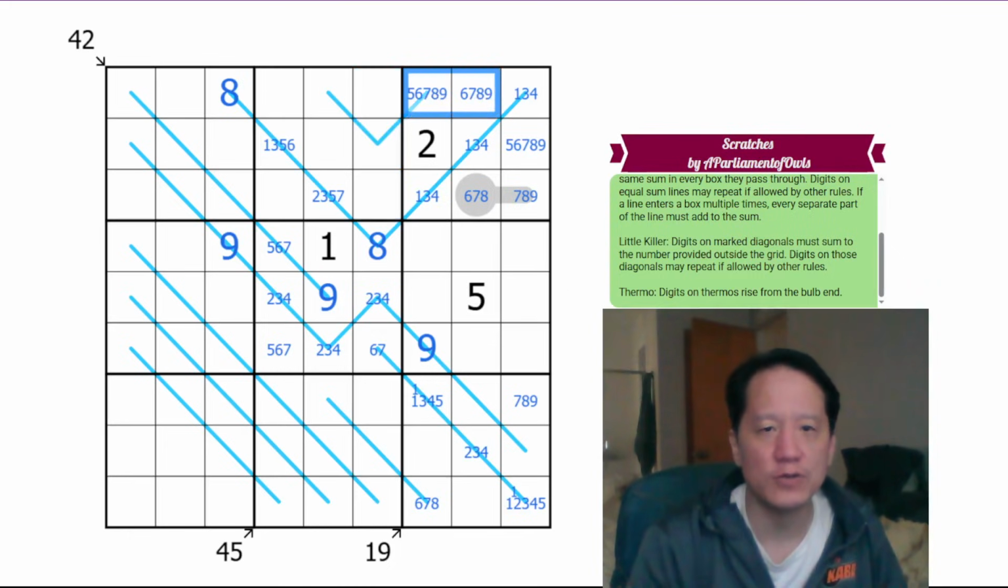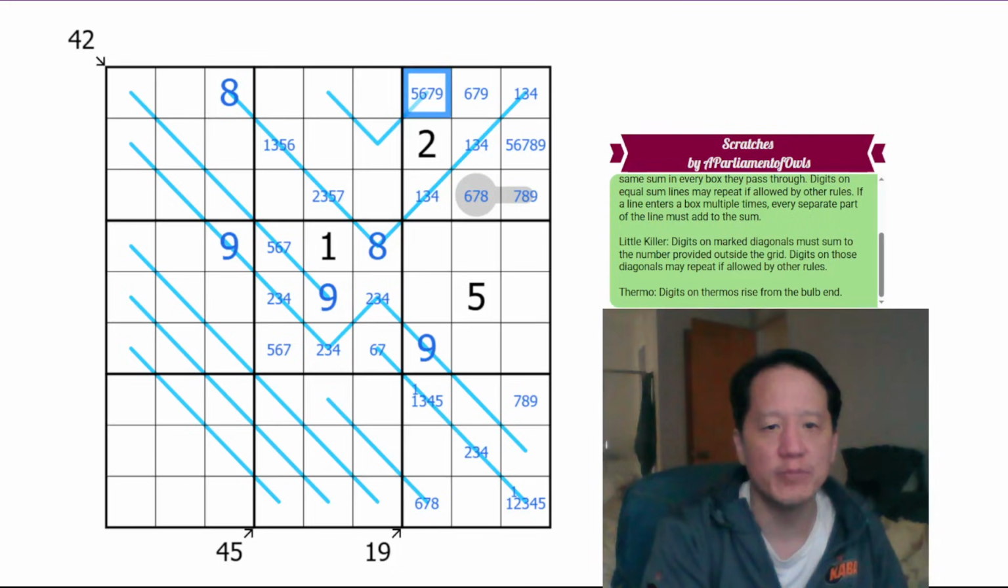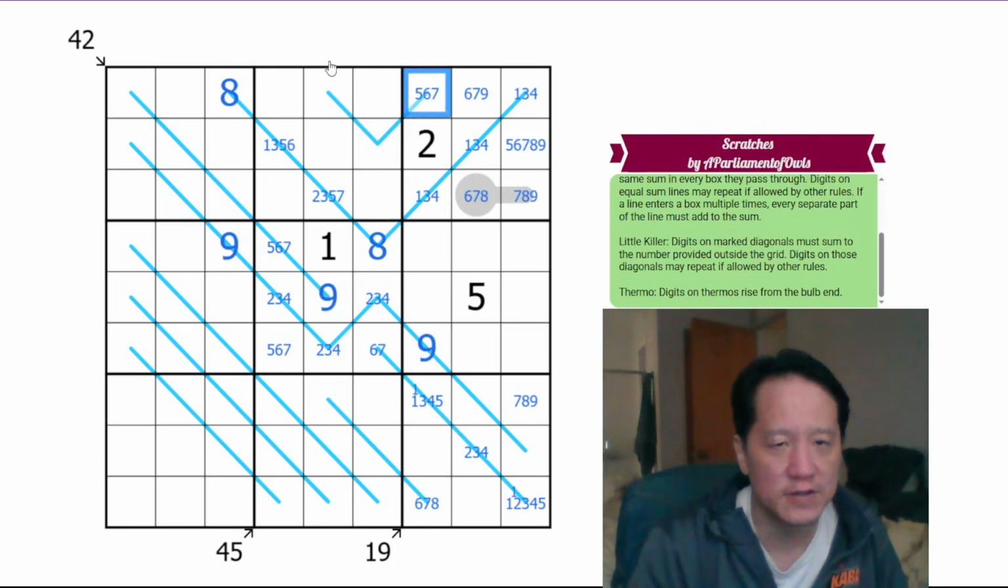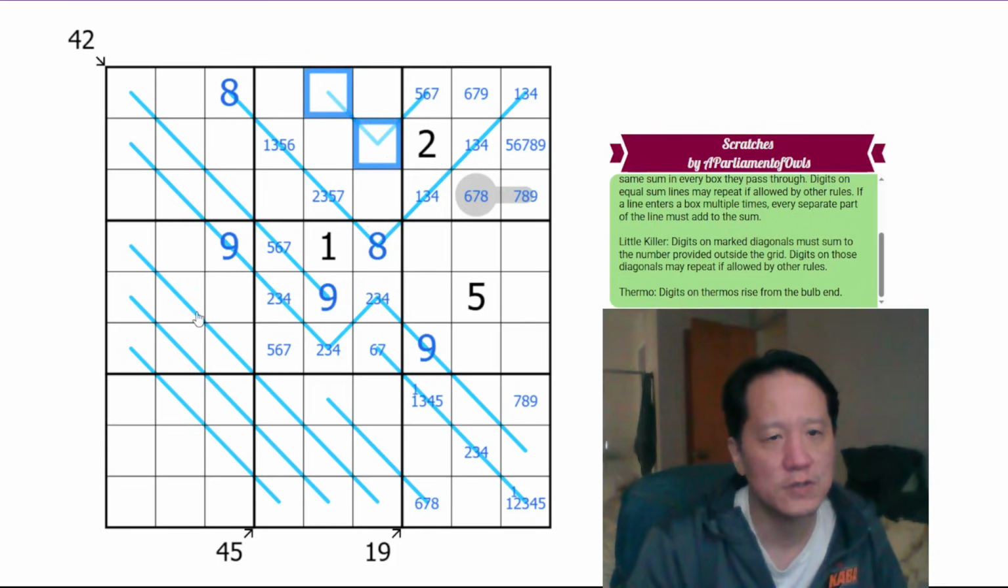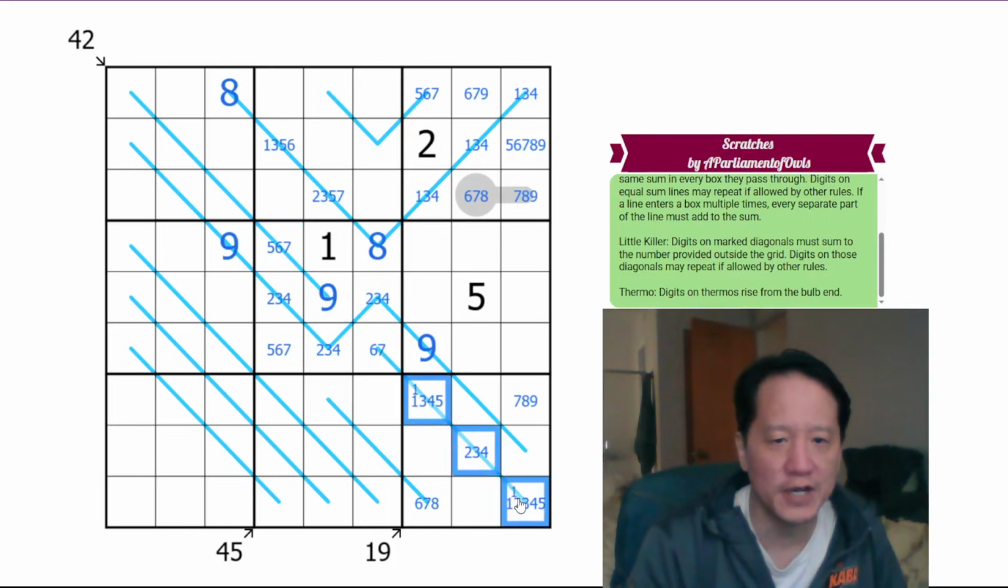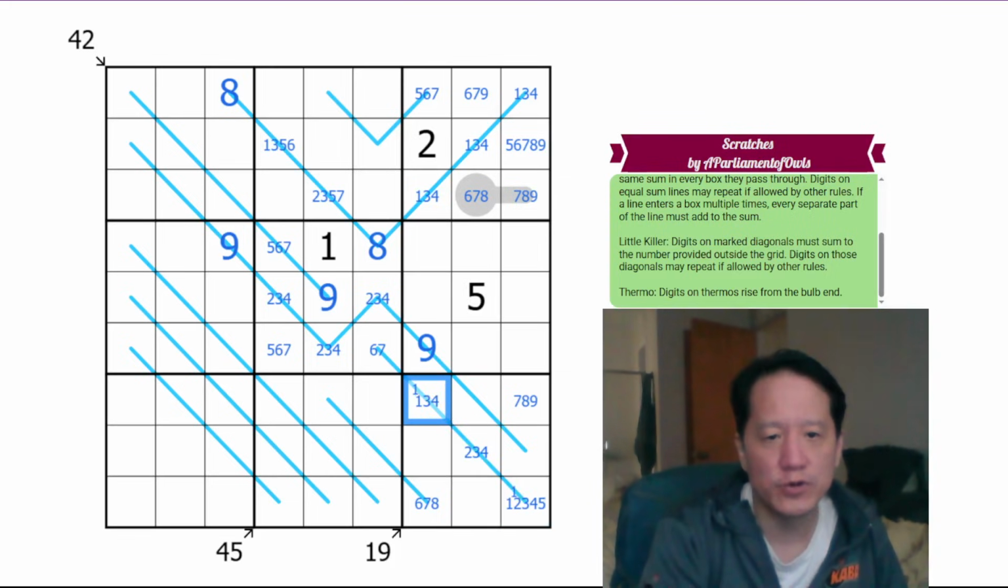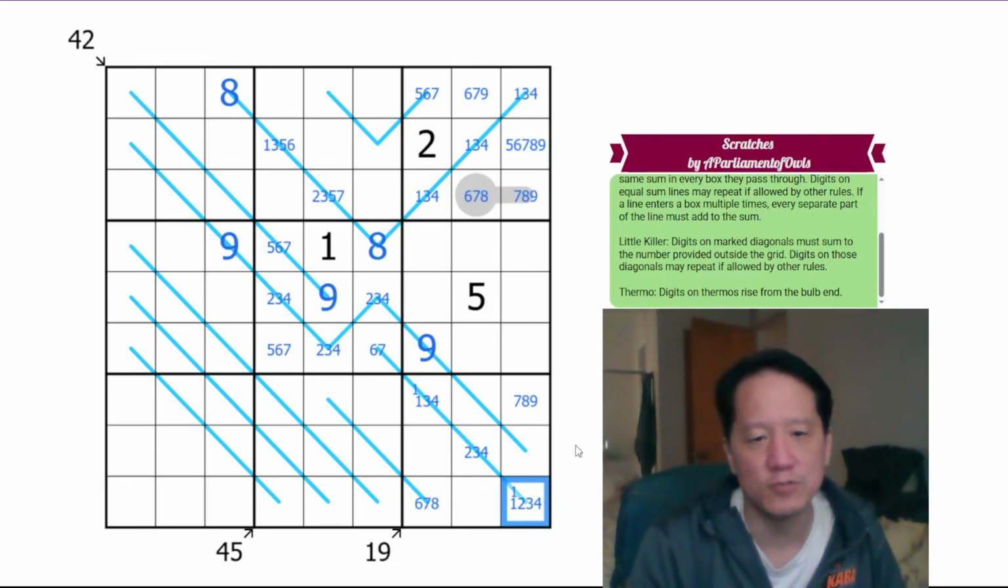8 cannot be either of these cells because of 8 in the row. This can't be 9 because of 9 in the column. So this is 5, 6, or 7 that these two digits add up to. These two digits add up to the same. Okay, so this is 6 or 7. So this has to be 1 and 2 with 3 or 4. So we're guaranteed in this box there is a 1 and a 2 here.